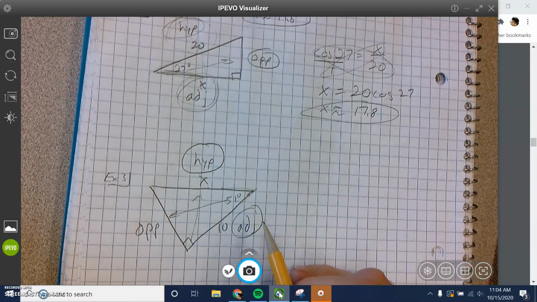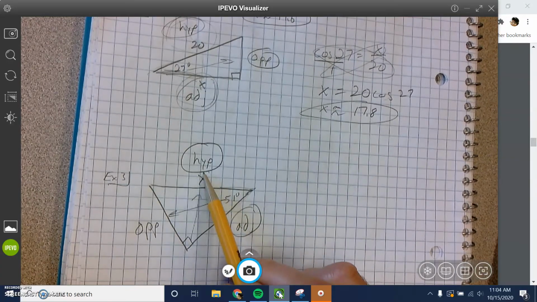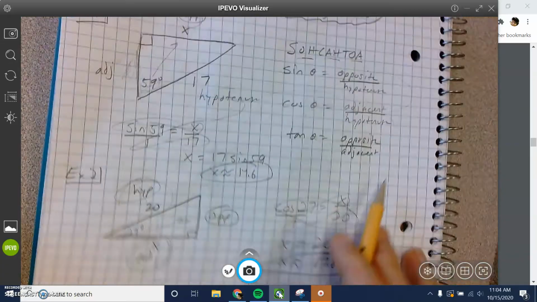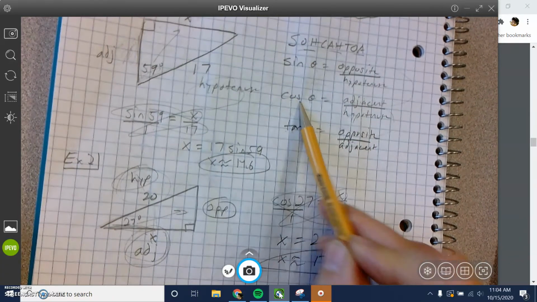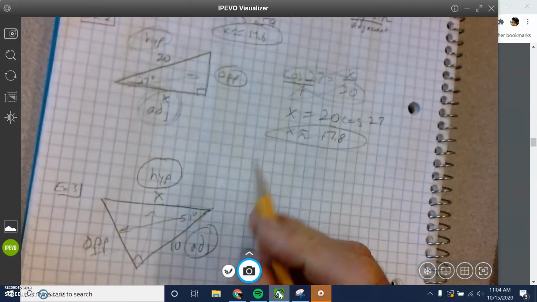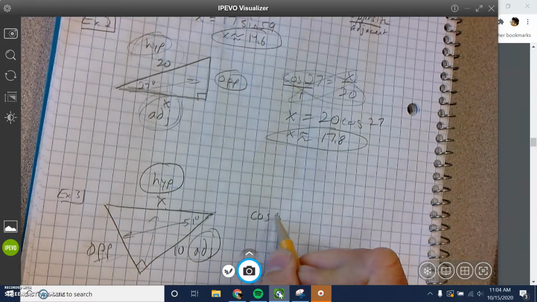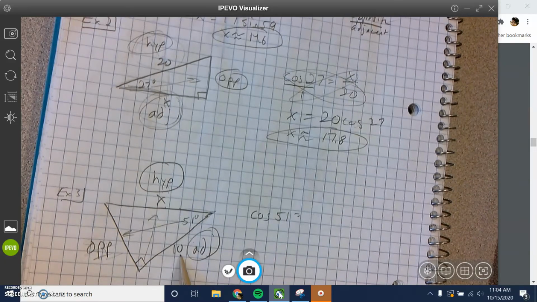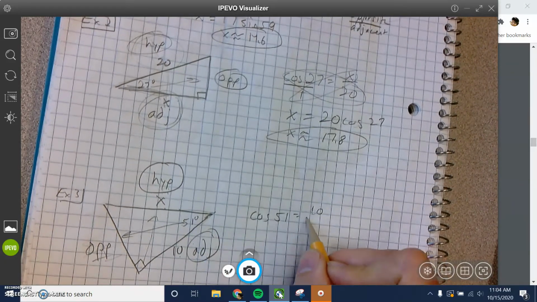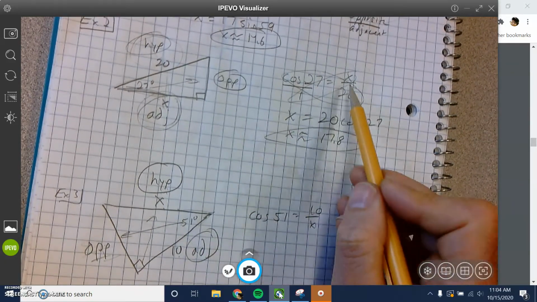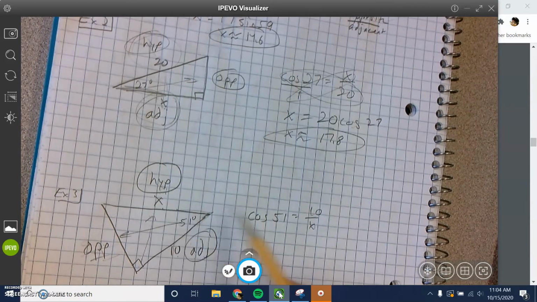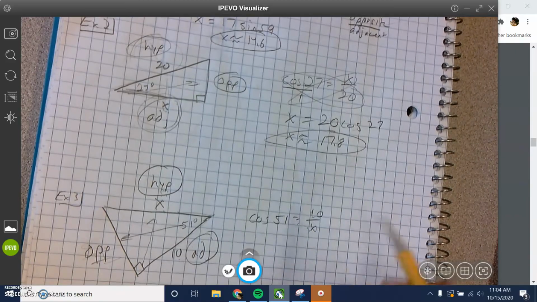So what does it give me? Well, we have adjacent and hypotenuse now. Opposite is blank again. So adjacent, hypotenuse, that's cosine. So the cosine of 51, make sure you do it in the right order. Adjacent over hypotenuse. So this is 10 over x. So this one's x over 10 because the adjacent was x. The hypotenuse is x, so that means that it goes down there. Make sure you get that right.